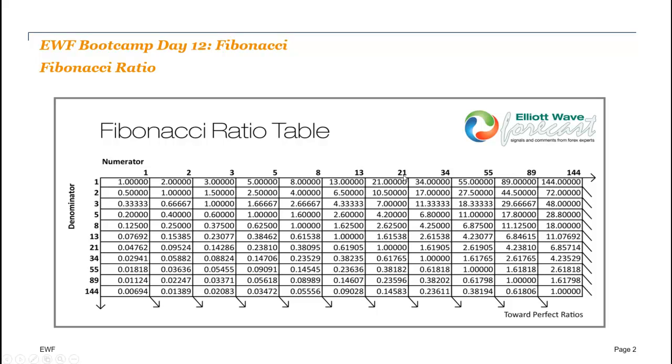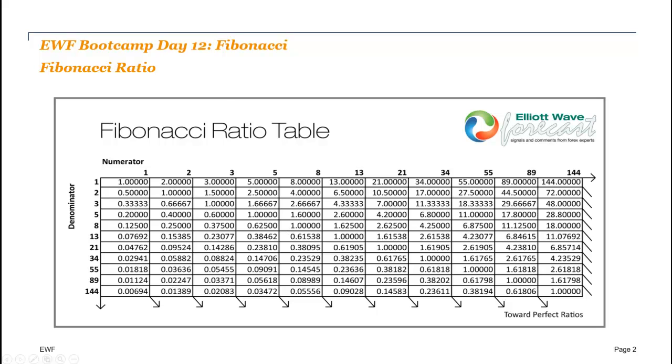So if you divide 21 by the previous Fibonacci number in the series, which is 13, right? So 13 is the denominator, 21 is the numerator, so you divide 21 by 13, you come up with 1.618 approximately. You divide 34 by 21, which is the previous number, then you will get 1.618, and so on. So any ratio here in the table is derived by dividing a Fibonacci number by another Fibonacci number.